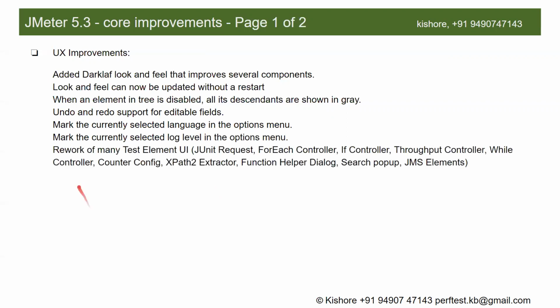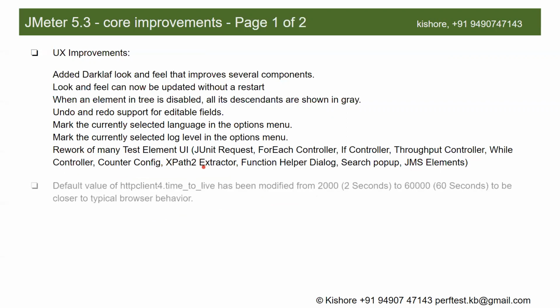and mark the currently selected log level in the options menu. And there is a lot of rework done on many test elements' UI, such as JUnit request, for each controller, if controller, throughput controller, while controller. There are a lot of user experience improvements done around these areas.